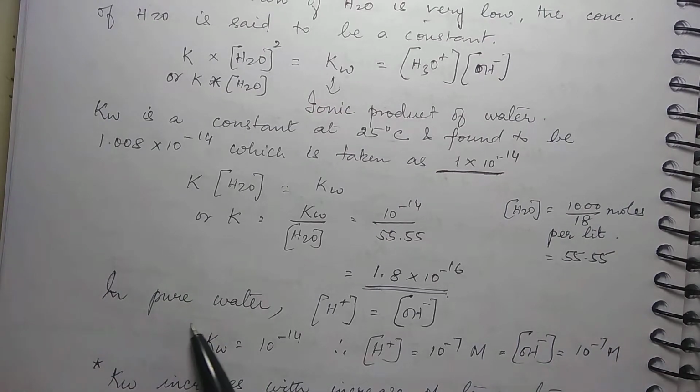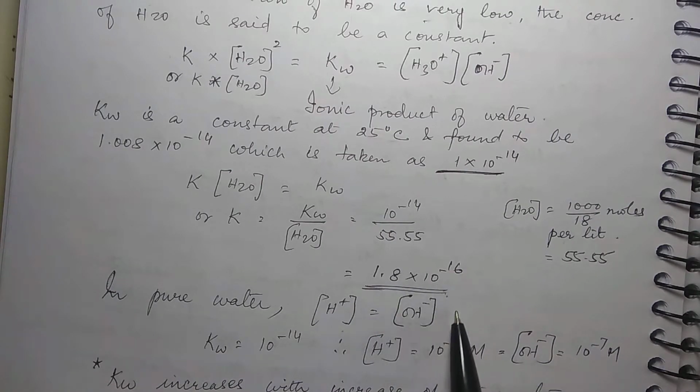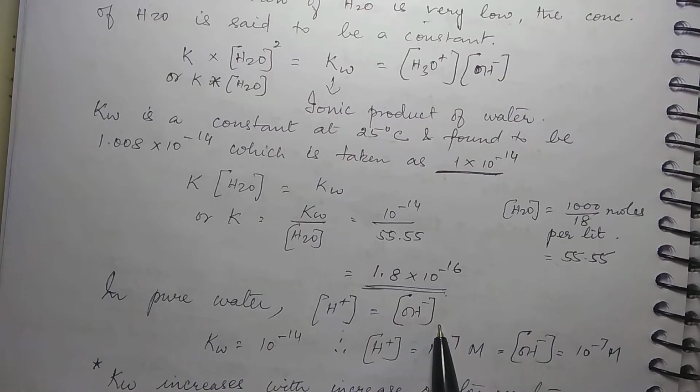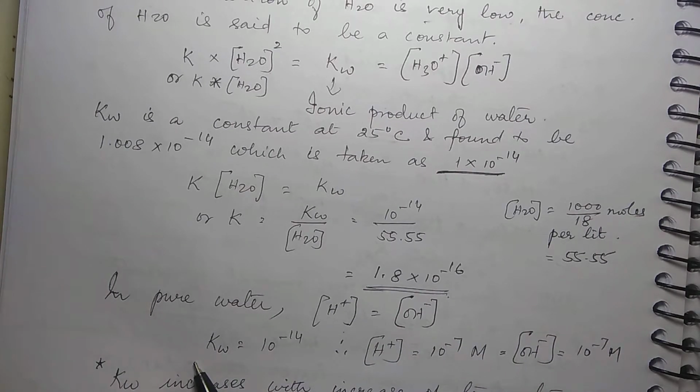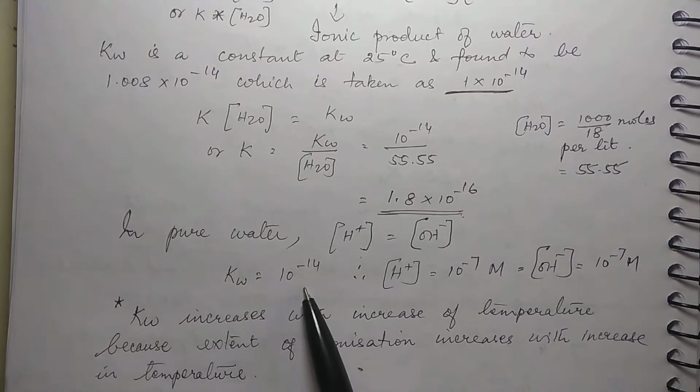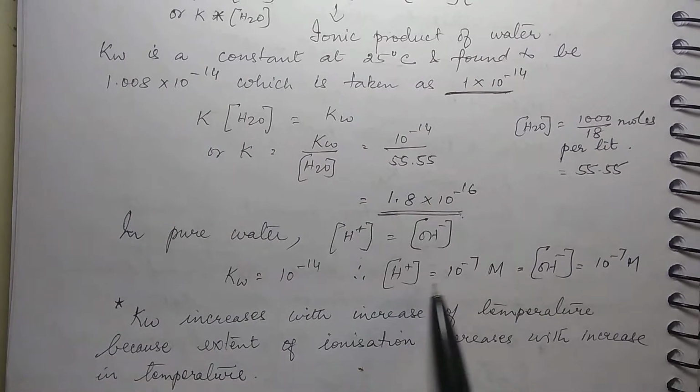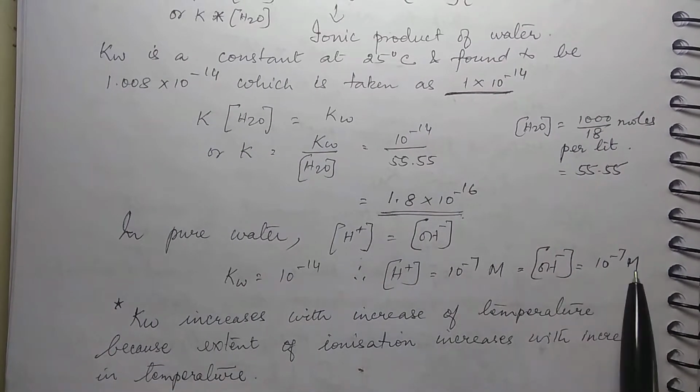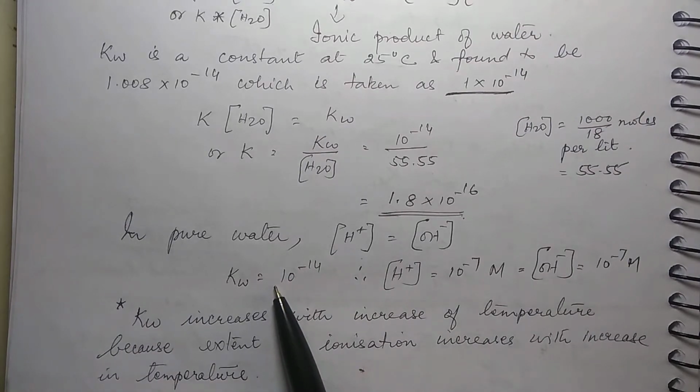Now, when you consider water to be pure, the amount of H plus ions will be equal to the amount of OH minus ions. So when Kw is 10 power minus 14, what should be H plus and OH minus? It should be 10 power minus 7 each, because this is minus 14.